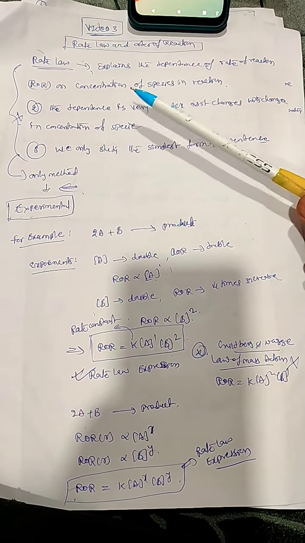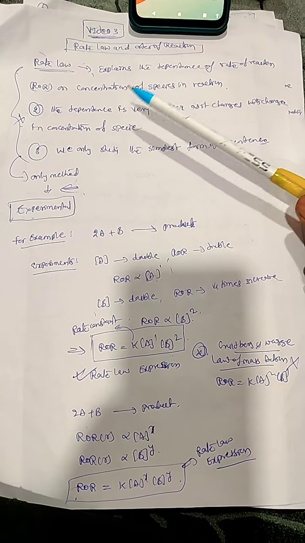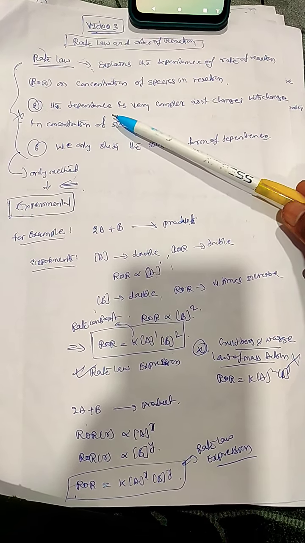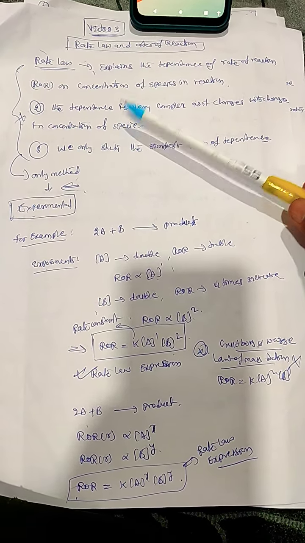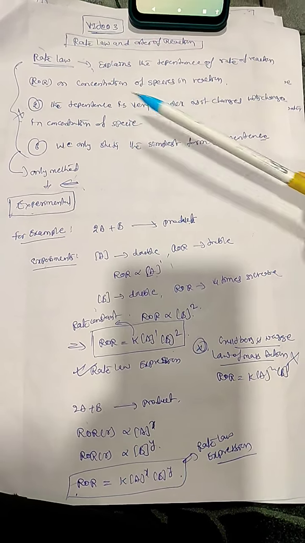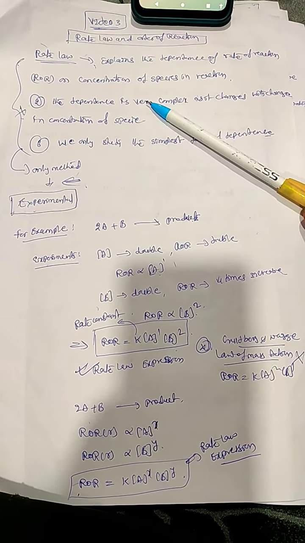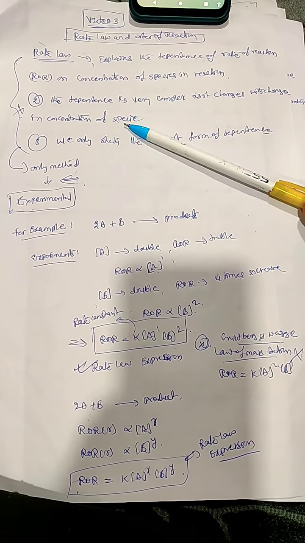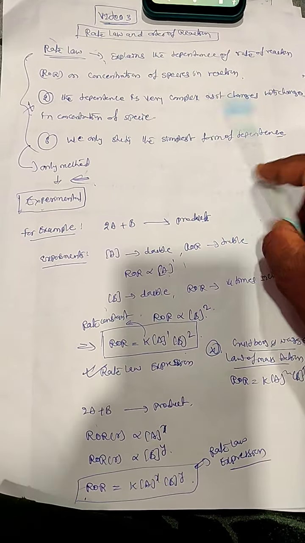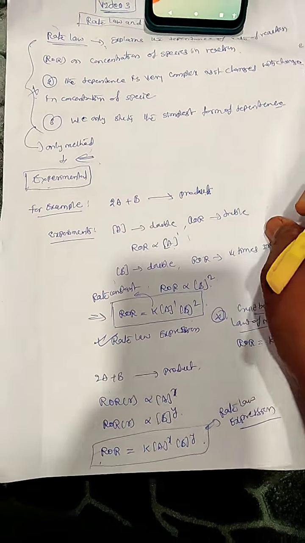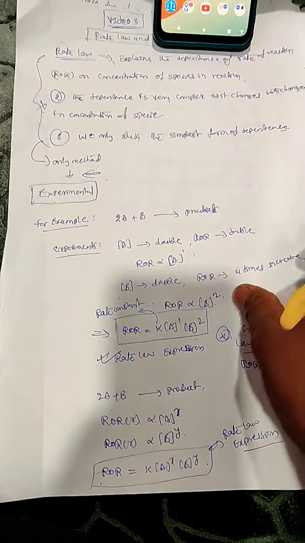The rate law depends upon the concentration of the species in a reaction. If the concentration changes, the dependence is very complex. That's why you have to determine the rate law of a reaction, and that is determined easily by experiment. Experimentally only, you can determine the rate law of the reaction.